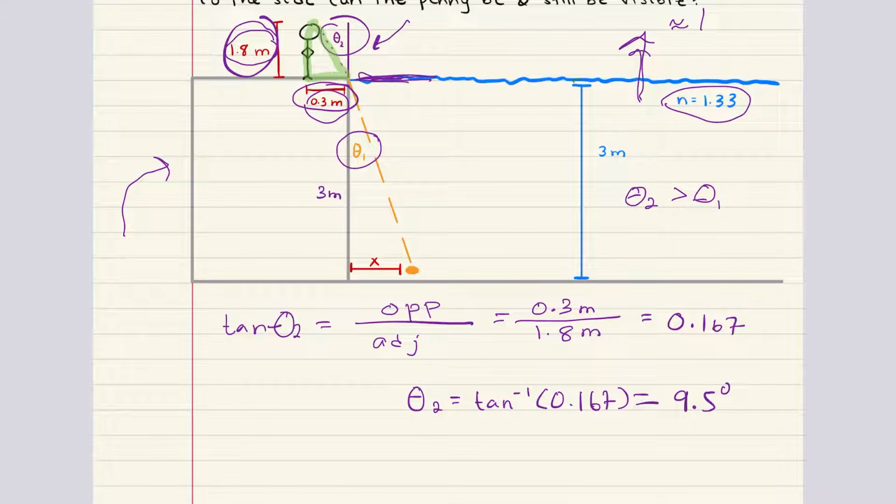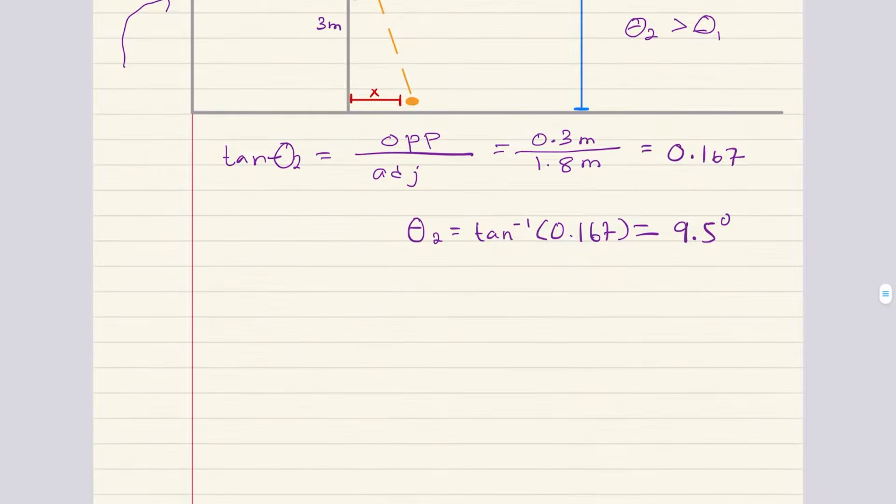From here, we can use Snell's law to solve for theta 1. Snell's law is a formula that relates the angles of incidence and refraction to the refractive indices of the two media. As a friendly reminder, Snell's law is N1 sine theta 1 is equal to N2 sine theta 2. And our goal is to solve for theta 1.